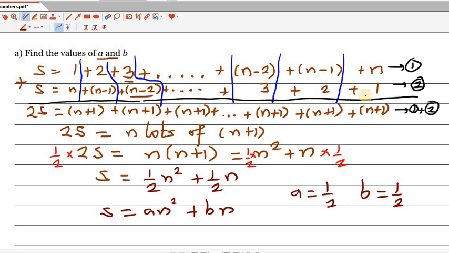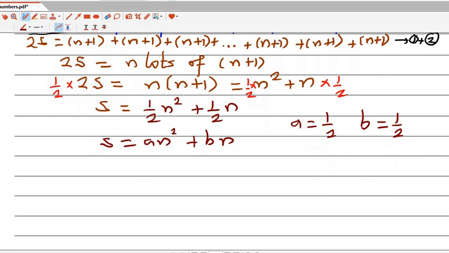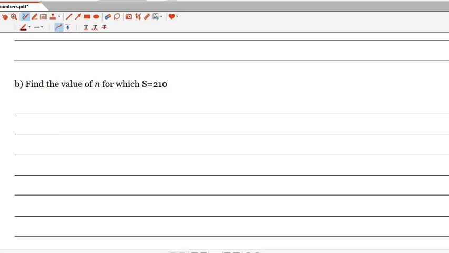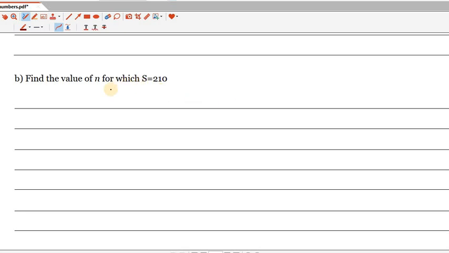So you can pause this video and try to do the next question yourself. It is a continuation of the previous question. What they're saying is S, we wrote, is half n squared plus half n, and they're saying that S is 210. So can you pause it and do it yourself?